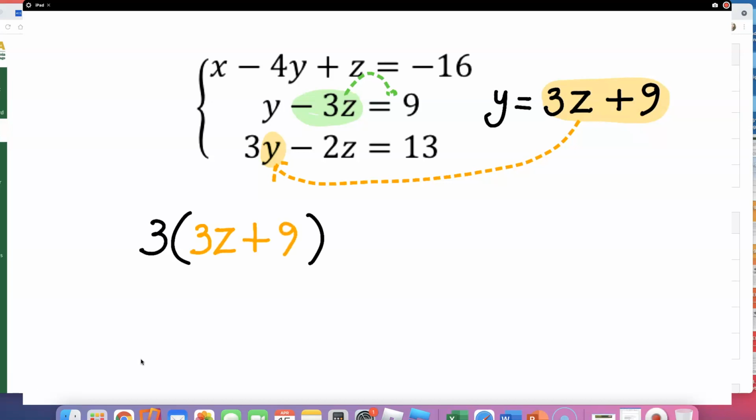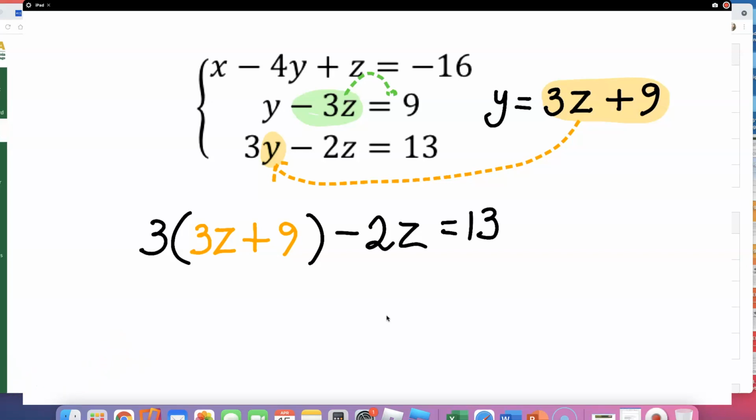Keep going. Luna. You want to play with the cat? All right. Minus 2z, I'm just copying the rest of that equation, equals 13. Okay?